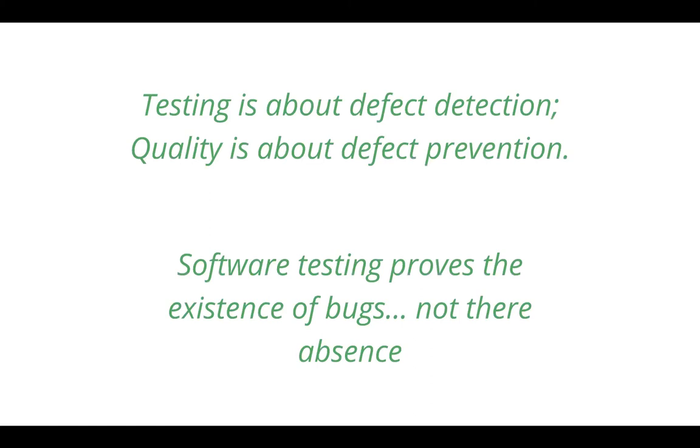So what is testing? Testing is all about defect detection. Whenever we are testing, we are actually trying to find bugs, trying to find defects in the application. But what does it mean as quality to us? Quality is all about defect prevention. What we want is to prevent the bugs. We don't want them to be there in the later stage of the testing. Software testing proves that there are bugs, but it never commits that the bugs are not present.